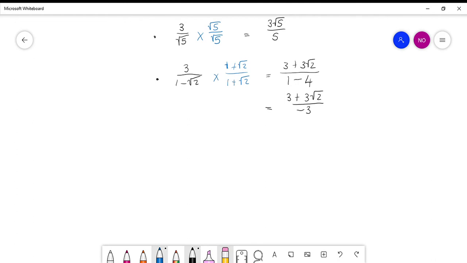If I factorize the top part, the numerator, what do I take out? A common factor of 3. So then the 3's can cancel out and you're left with minus 1 minus root 2.